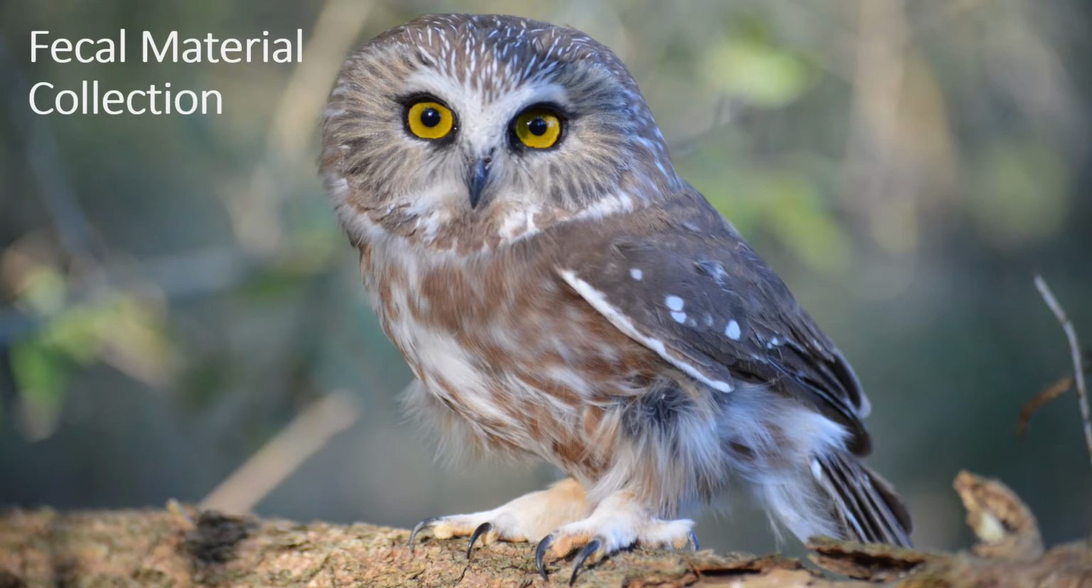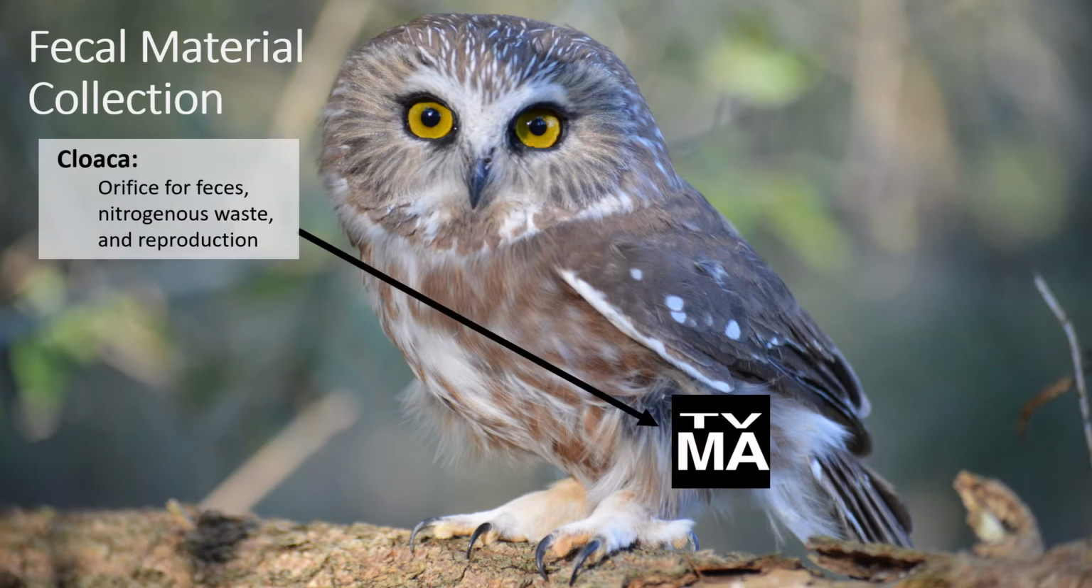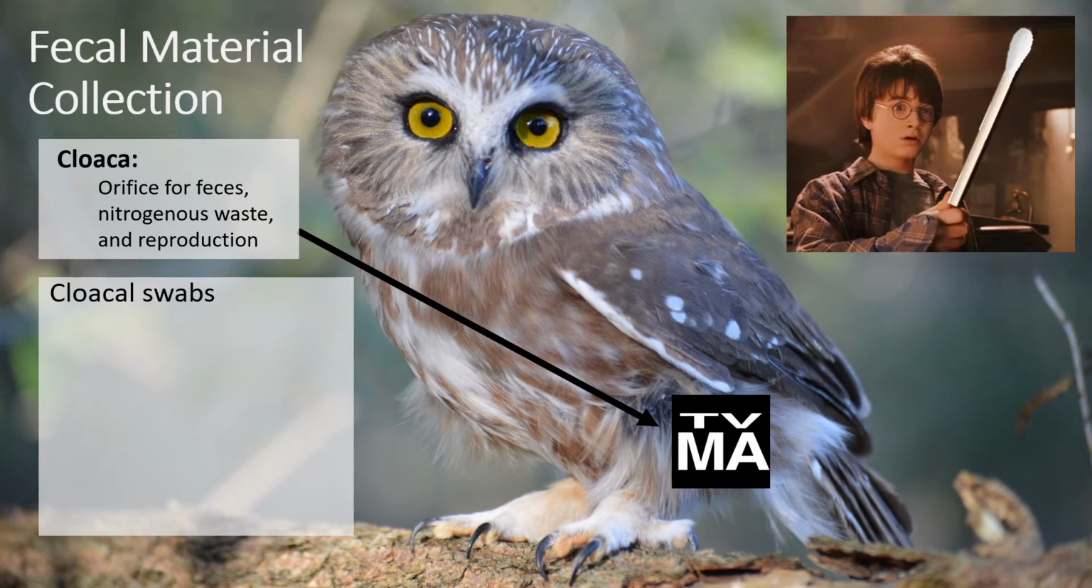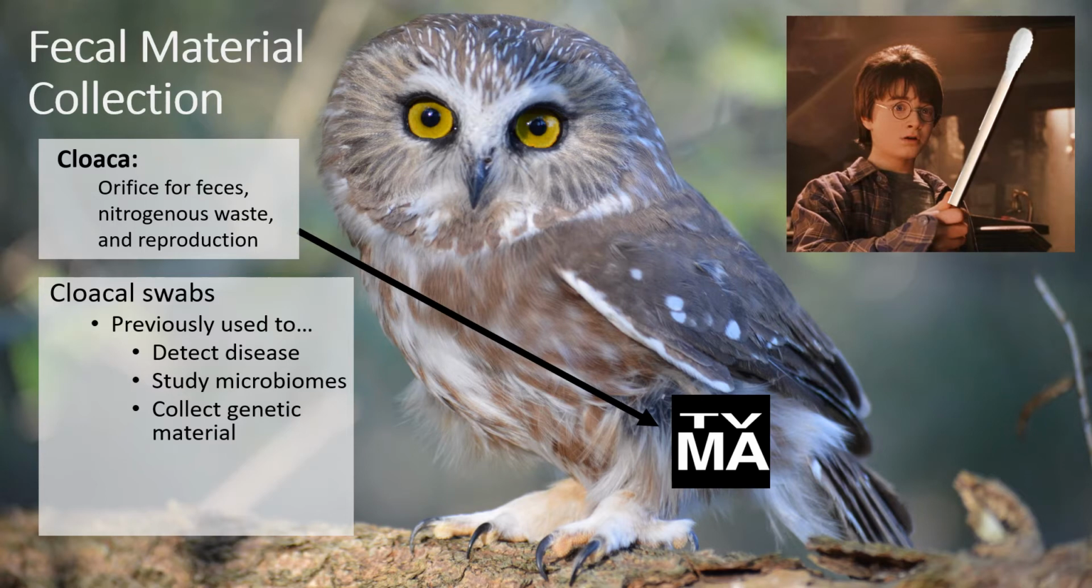Let's do a little review about bird anatomy. The cloaca is the orifice that birds use for feces, nitrogenous waste, and reproduction. Swabbing of cloacas has been used for a variety of different research purposes. It's been used to detect diseases like avian flu and West Nile virus. It's been used to study microbiomes and to collect genetic material. Cloacal swabbing has not, to our knowledge, in search of the scientific literature, ever been used to study diet until now.